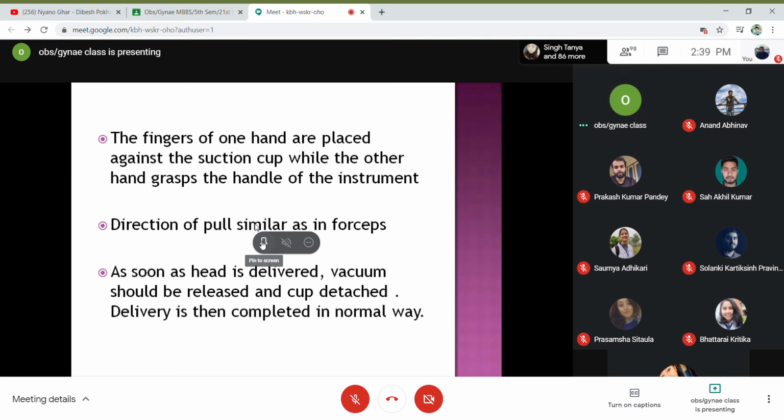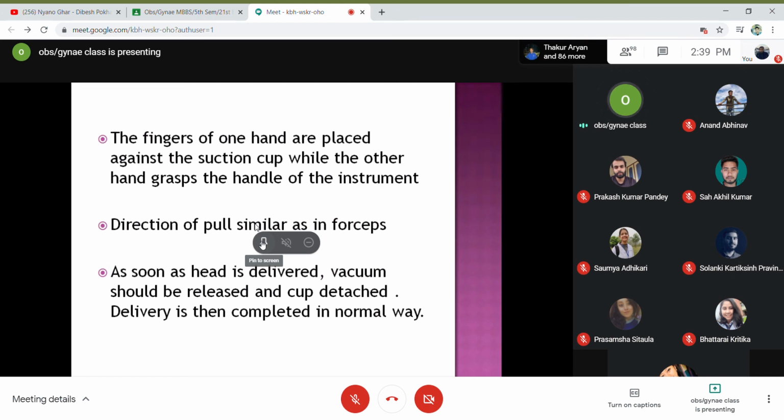Okay, so if the head is a little high up, then the direction of pull is downward and then horizontal and then you go up. But once the head is in the perineum, then the direction of the pull is straight horizontal and then you have to go up. As soon as the head is delivered, vacuum should be released and cup is to be detached. Delivery is then completed in normal way.